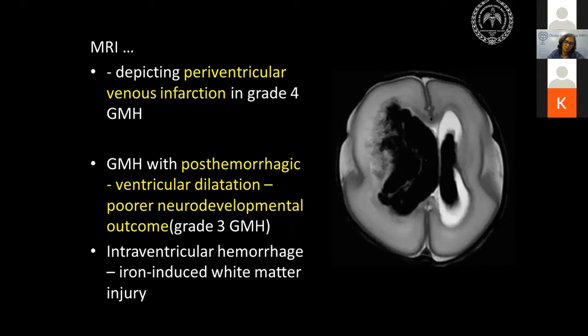So MRI is also very useful to predict periventricular venous infarction in grade 4 GMH, and post-hemorrhagic ventricular dilatation can also be seen both on ultrasound and MRI. And this is an indicator of poor neurodevelopmental outcome. So intraventricular hemorrhage can subsequently also cause iron-induced white matter injury.